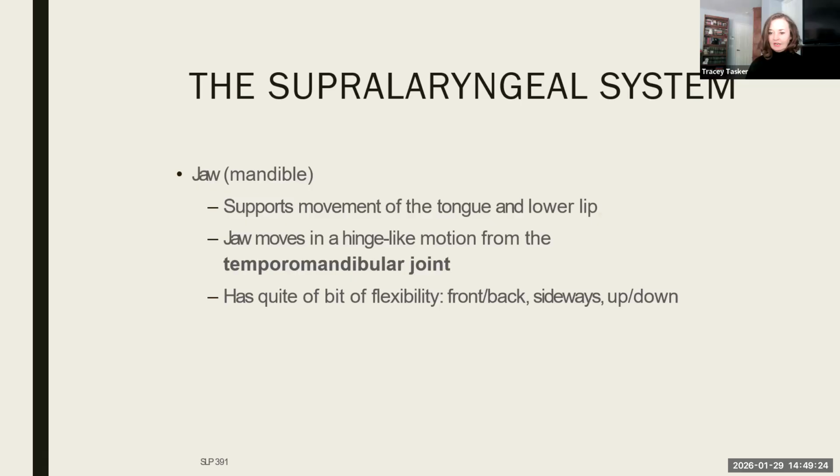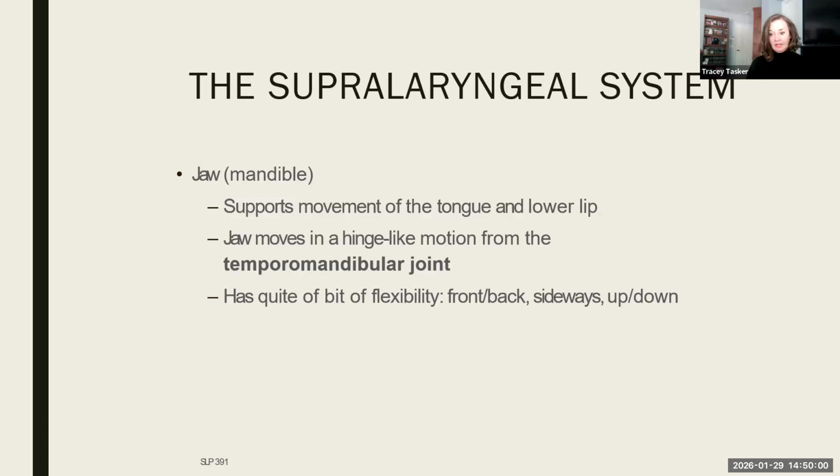I would say that other articulation methods don't necessarily talk about the jaw, but if you ever take that training, you will definitely be talking about the jaw, which in technical terms is called the mandible. So this supports the movement of your tongue and your lower lip. If you've ever seen a movie with a skeleton, this will be easier to imagine. It moves in a hinge-like motion from what's called the temporomandibular joint. And your jaw has quite a bit of flexibility.